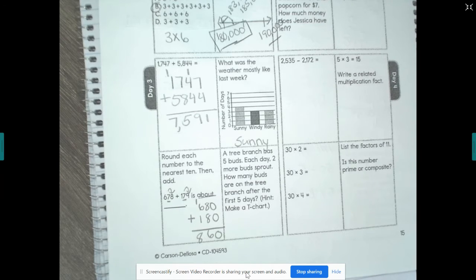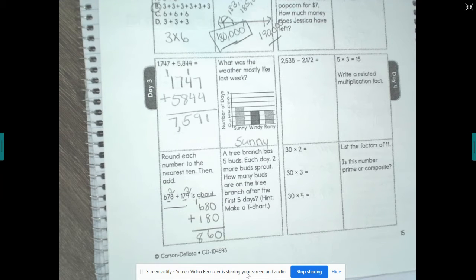All right, last problem for today. A tree branch has 5 buds on them. Buds are like little bitty parts of the plant that are getting ready to turn into little flowers, or in some cases, little leaves. All right, a tree branch has 5 buds. Each day, 2 more buds sprout. How many buds are on the tree branches after the first 5 days? Hint, you can make a T-chart.